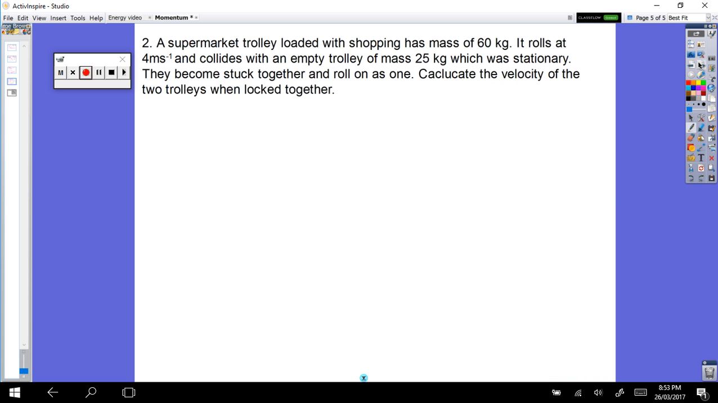So let's have a look at our example. We've got a supermarket trolley loaded with shopping, has a mass of 60 kilograms. It rolls away at 4 meters per second, hopefully not in a car park, and collides with an empty trolley of mass 25 kilograms, which was stationary. They become stuck together and roll on as one, hopefully not into someone's car. Calculate the velocity of the two trolleys when locked together. So I want you to have a go at this one by yourself and then come back.